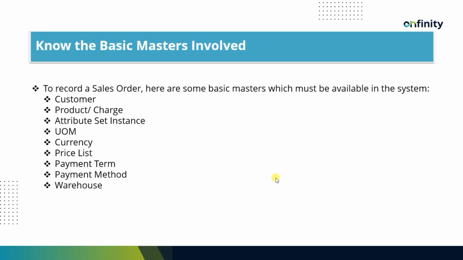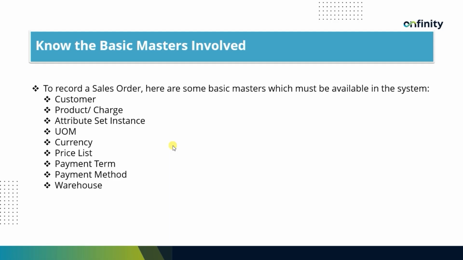Now let's know the basic masters involved in the sales order process. To record a sales order, here are some basic masters which must be available in the system. You must have a customer, a product or charge, an attribute set instance, if applicable, a defined unit of measure, currency, a relevant price list, a set payment term and payment method, and a designated warehouse. That concludes the basic overview of the sales order process. By now, you should have a good understanding of the key steps and required master data.